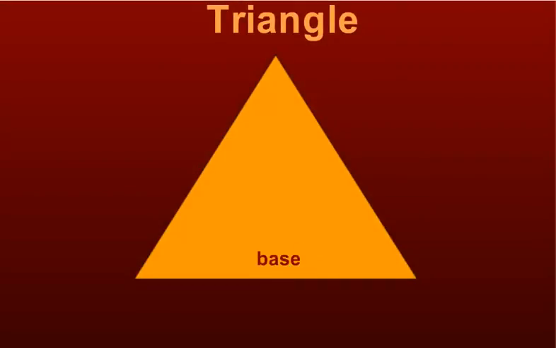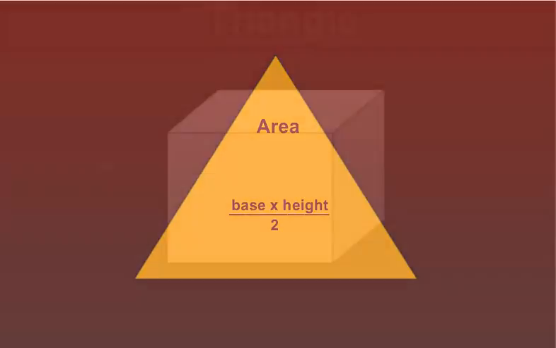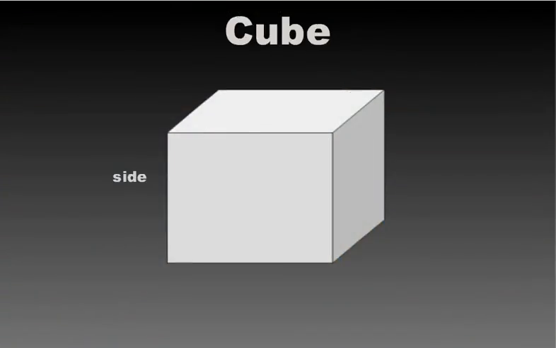The key to finding the area of a triangle lies in the base and the height. The height is the perpendicular distance from any side to the opposite angle. And the area of a triangle is base times height divided by 2. One way to remember that you're dividing it by 2 is to remember that a triangle is simply half of a rectangle. The volume of a cube is side cubed, hence the name.